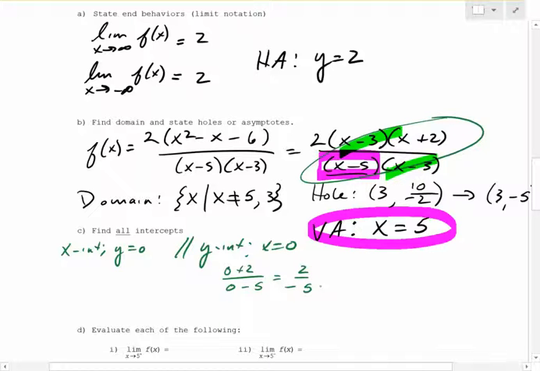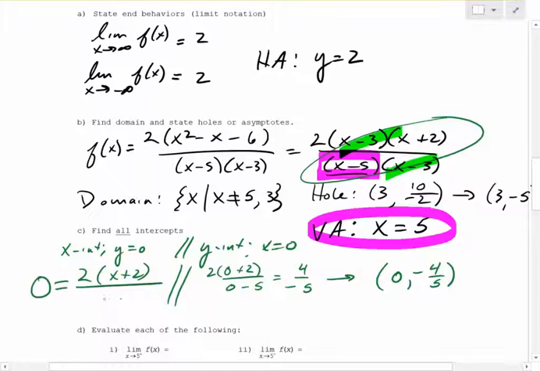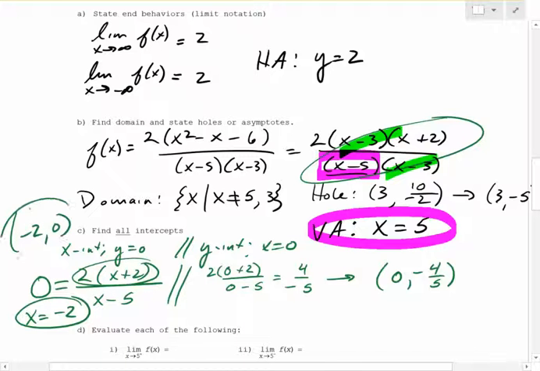So what's the point? Did I forget the 2 again? Yes, 2 times this, so what is it? Negative what? Thank you. So it's going to be 0 comma negative 4. On the other side, you set the whole thing equal to 0, but you have 2 times (x plus 2). What's the only thing that matters over here? The numerator, because the only way to make a fraction equal 0 is to make the numerator equal 0. So that means x has to be negative 2. So the x-intercept is negative 2 comma 0. There are your 2 intercepts.